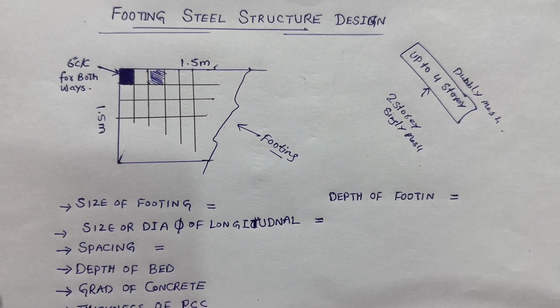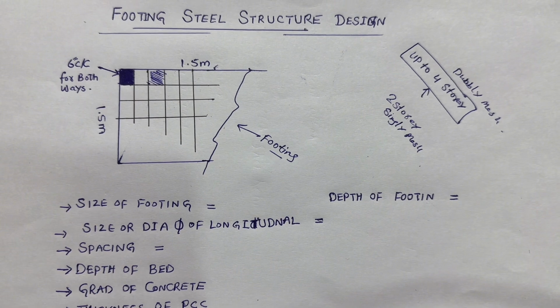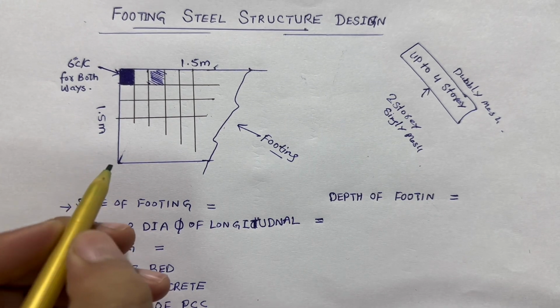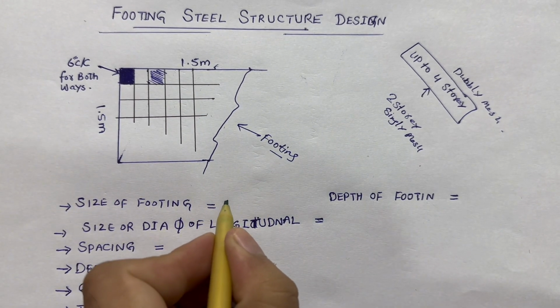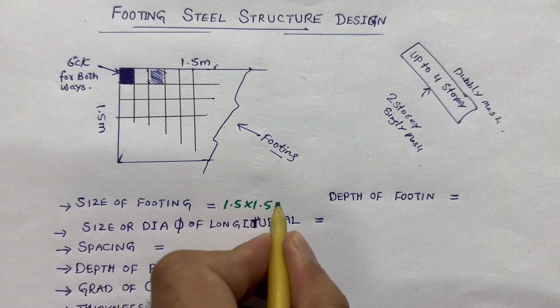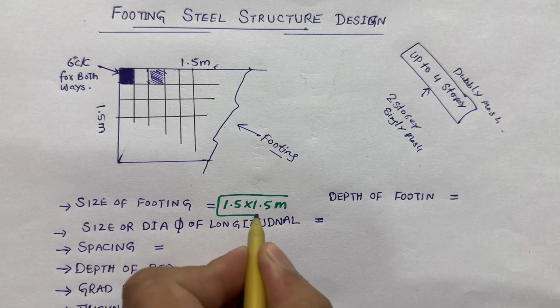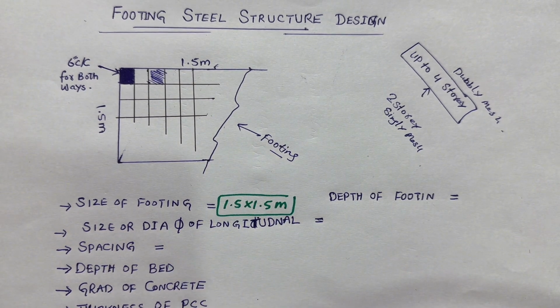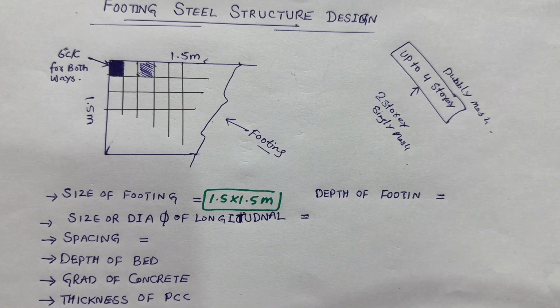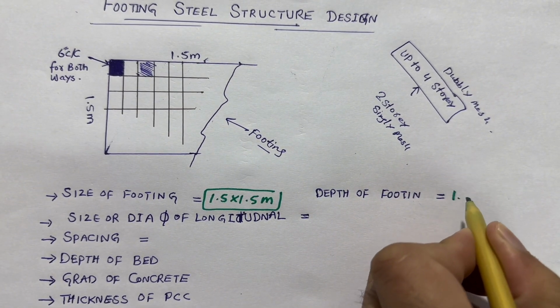Next, guys, what should be the size of the footing? The size of the footing for a normal residential building up to 4-story, as I discussed here, is 1.5 by 1.5 meter. This is the size of footing. Next, guys, what should be the depth of footing? The depth of footing should not be less than 1.3 meter.